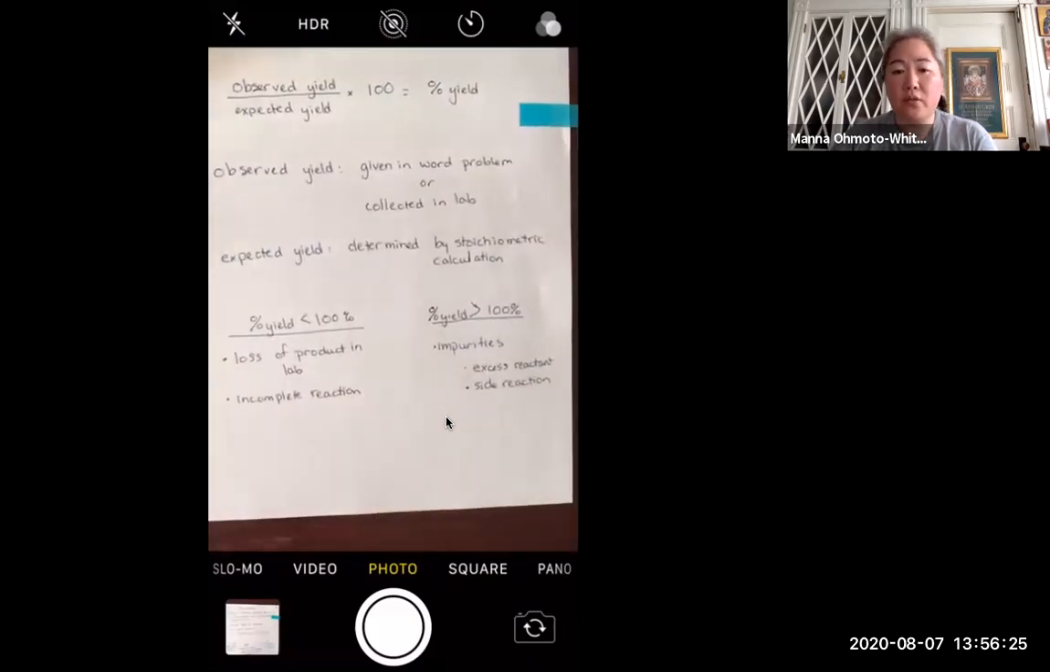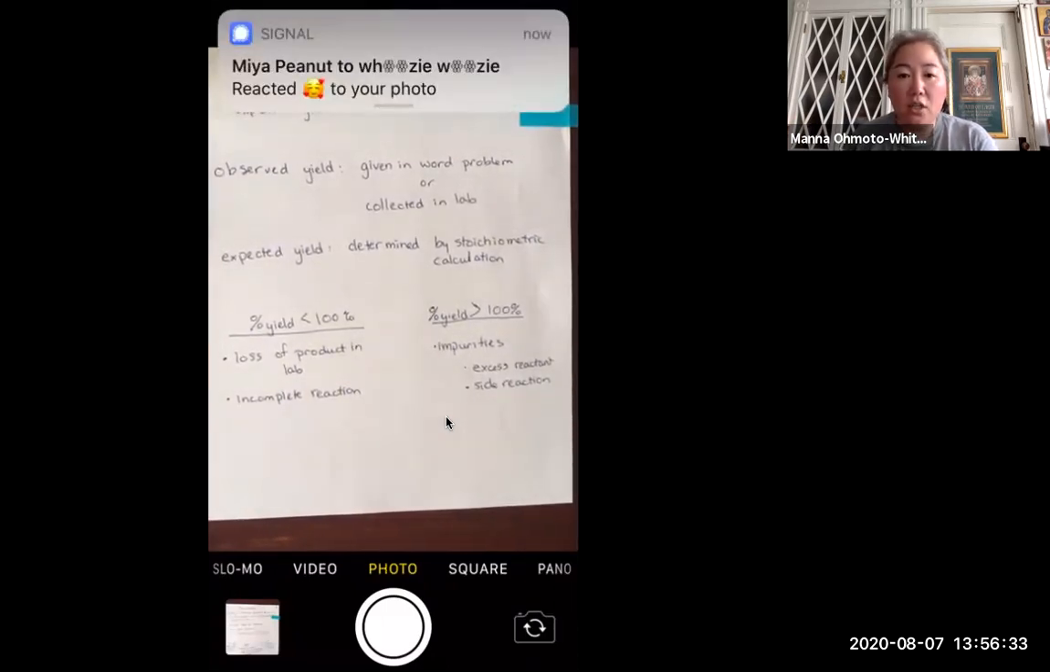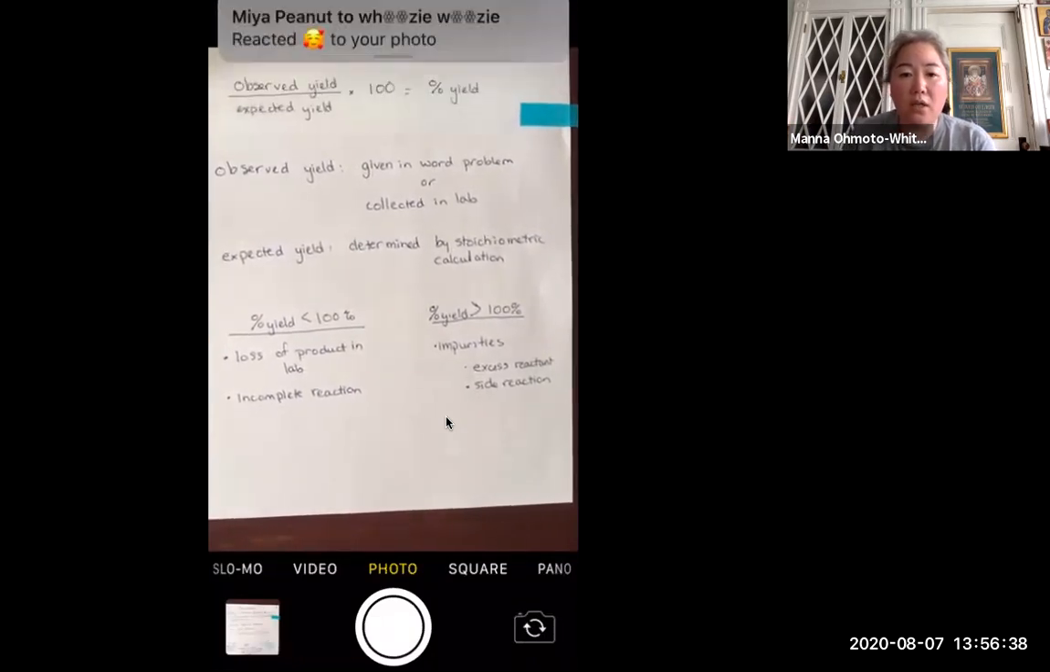How many grams of silver did I end up with? How many liters of hydrogen gas did I create? And then the expected yield is what is determined by stoichiometric calculation using the reactants that you used in the lab or are given in the word problem.